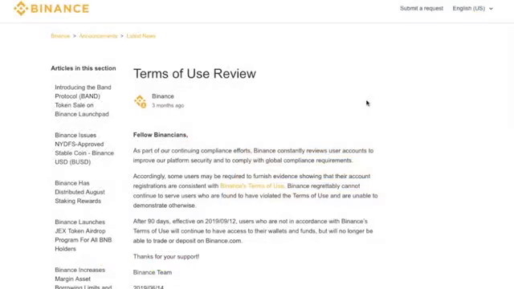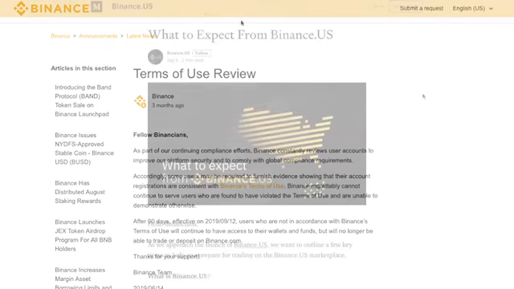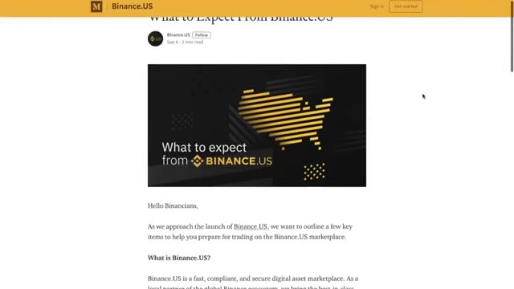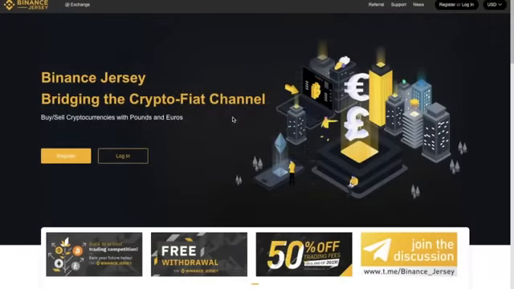First up, for those of you who are in the US, it's been recently announced that Binance have updated their terms of use and stated that Binance is unable to provide services to any US person. Effective September the 12th, 2019, users who are not in accordance with Binance's terms of use will continue to have access to their wallets and funds, but no longer be able to trade or deposit on Binance.com. However, Binance have also announced that it is formally expanding to the US via a dedicated platform, which will be Binance.us.